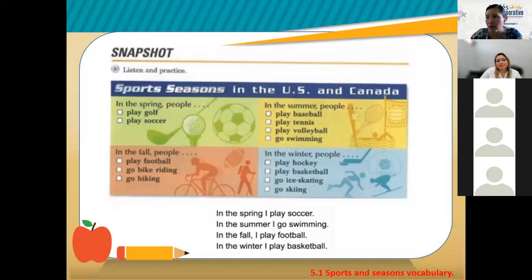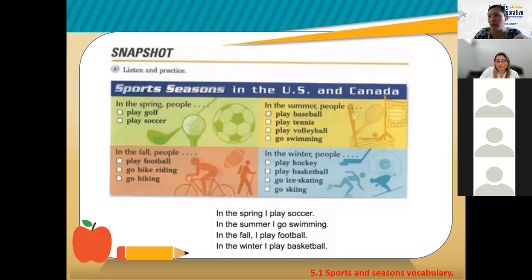Le voy a pasar el cuadrito. Okay, so there we have some exercise and sports. Están unos con do, están unos con play, y están unos con go. Okay, ahí lo pueden ver el cuadrito. E incluso tienen más vocabulario, ¿verdad? Now, hay unos que se pueden con ambos. Se puede con play y se puede con go, right? Como van a poder observar ahí en el cuadrito que les pasé.